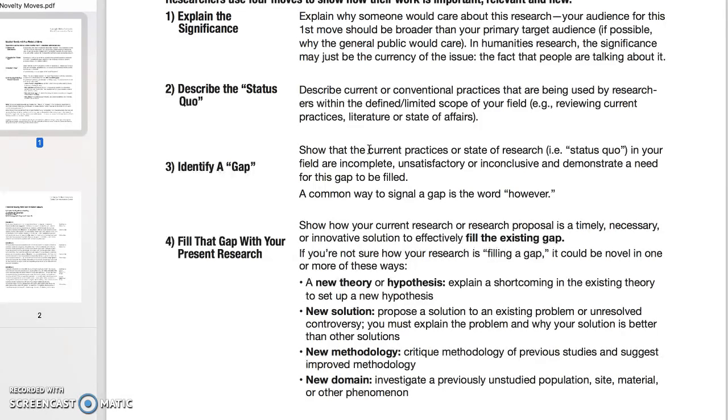So a really common way to signal that there is a gap in the research is the word however. So when you use that term, the reader will know that although this has been established, the status quo is saying this, however, there remains more questions to be answered, more things to be developed in this field, and that would be a gap where current research has failed to acknowledge or neglected to consider.